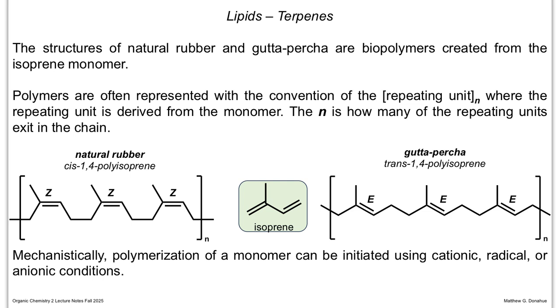So just to check the box that I did talk about polymer chemistry this semester. Again, polymers are represented generally through this nomenclature. You have this square bracket here. Then your monomer is contained in that. And then the N is the length of the chain.